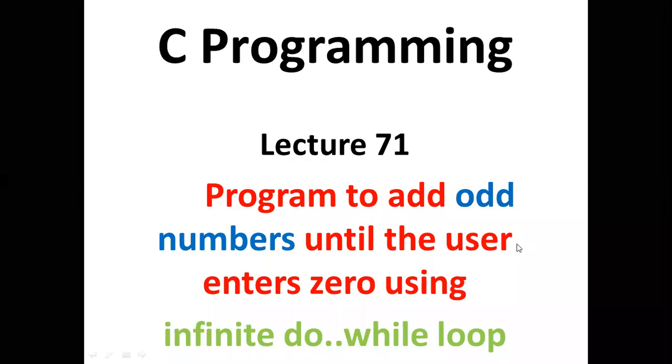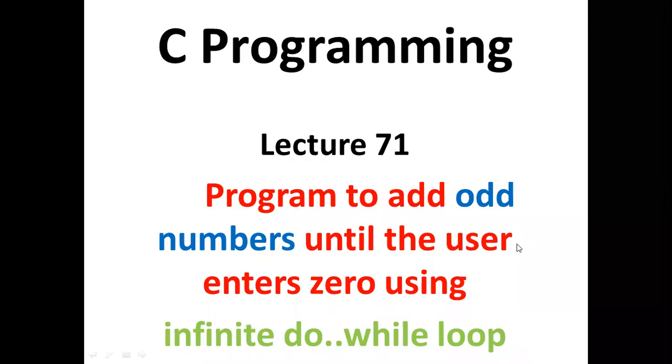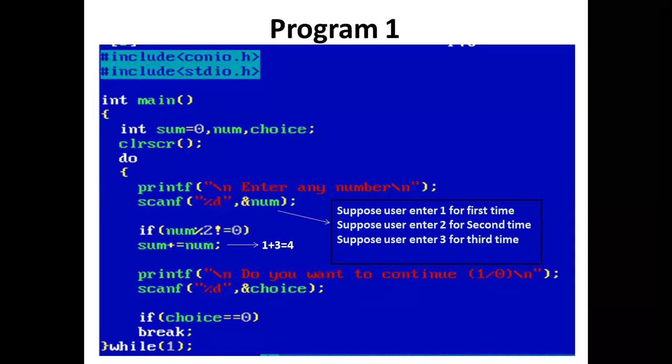Hello students, in today's lecture, we will learn a program to add odd numbers until the user enters zero using an infinite do while loop. Program one, in the main function, we have declared three integer variables: sum, num, and choice.